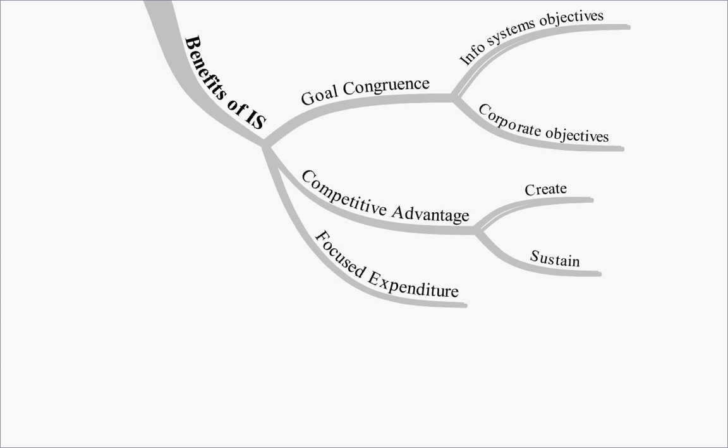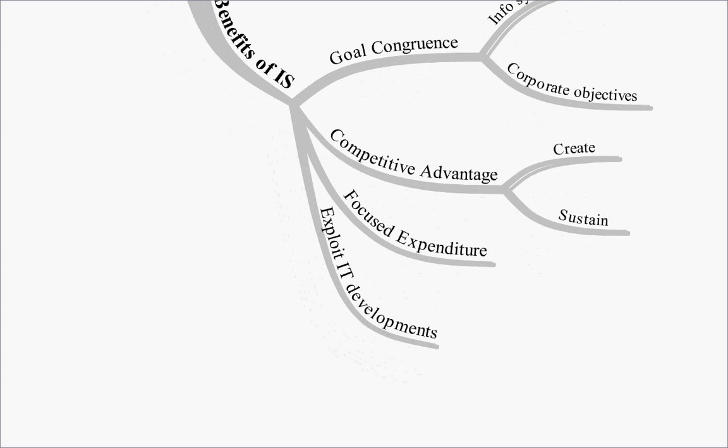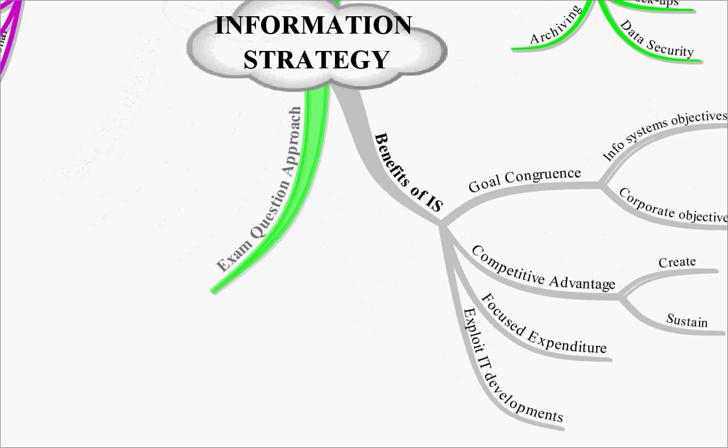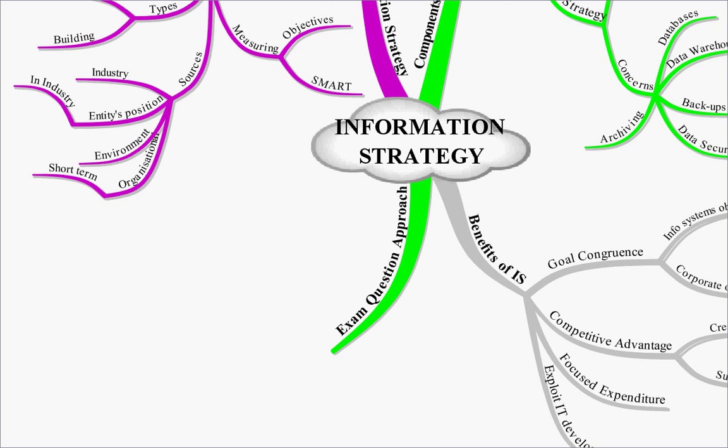It will also ensure that there's focused expenditure. Having a clear strategy enables us to focus our expenditure in key areas. It also means that we can exploit IT developments. If we're aware of the developments, we can then exploit them at the correct time, which may not necessarily be as soon as they come out. So those are the benefits of information strategy.